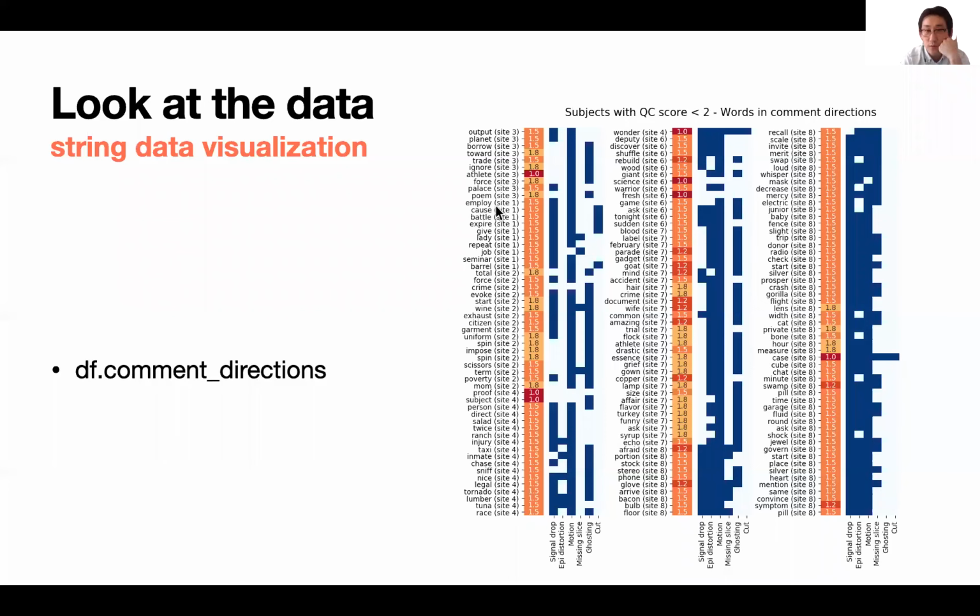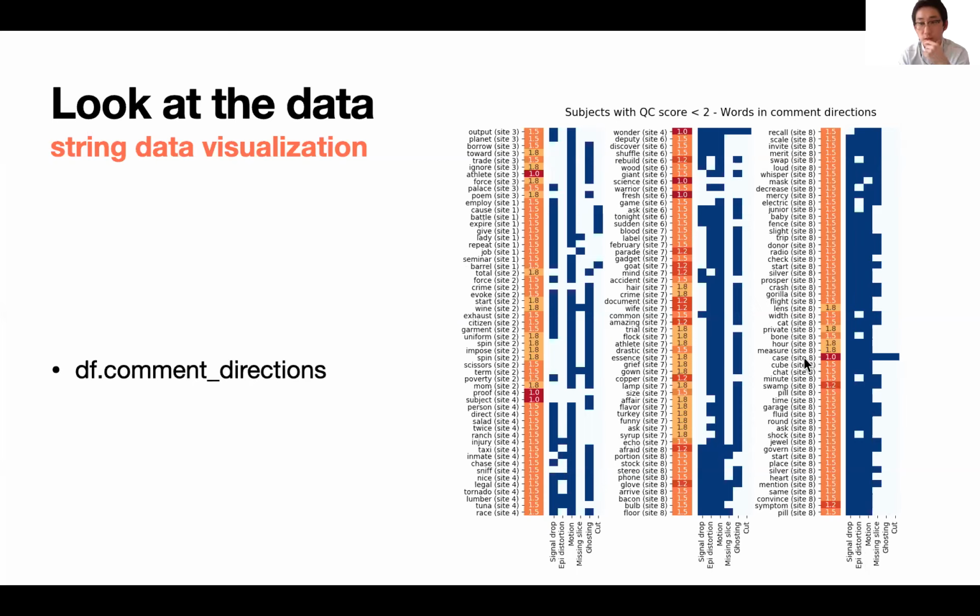So to explain this figure, for each site, for each subject who had a QC score lower than 2, I want to plot them. I want to give them name and the site, and give the QC scores in a square patch, and then extract all the words, signal drop, EPI distortion, motion, in the DF comment directions. And then if there were words included in the DF comment, mark them. So by looking at this graph, I can tell, okay, site 8 had consistent errors, mainly coming from signal drop, EPI distortion, and motion.